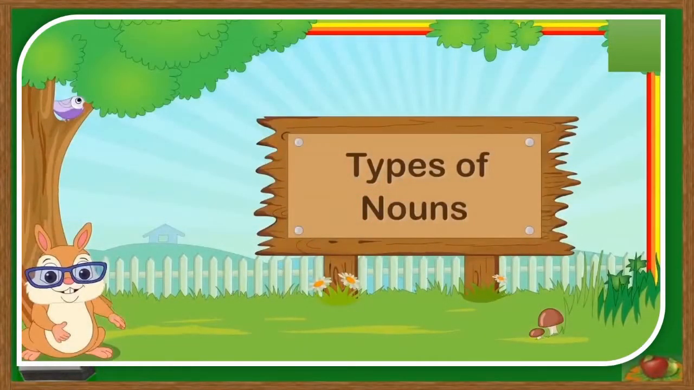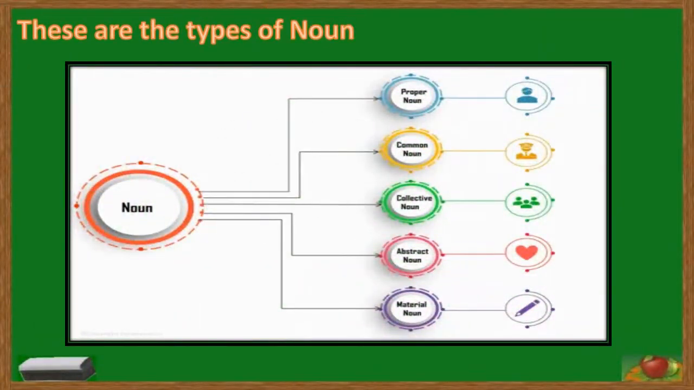On your screen, you can see types of noun. Now we will learn about nouns and their types with the help of ample examples. So let's proceed to our types of noun. These are the types of noun. There are 5 types of noun: proper noun, common noun, collective noun, abstract noun, and material noun. So students, let's study one by one with the help of examples.